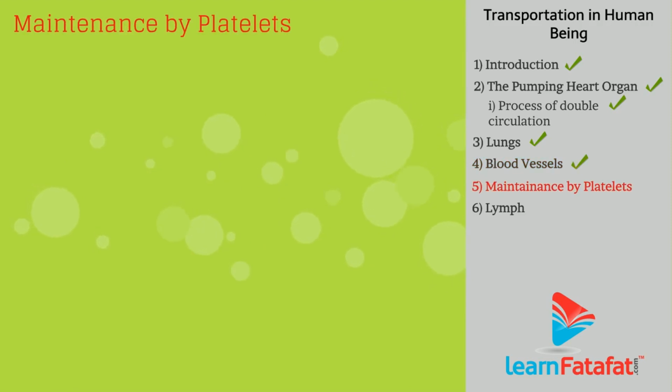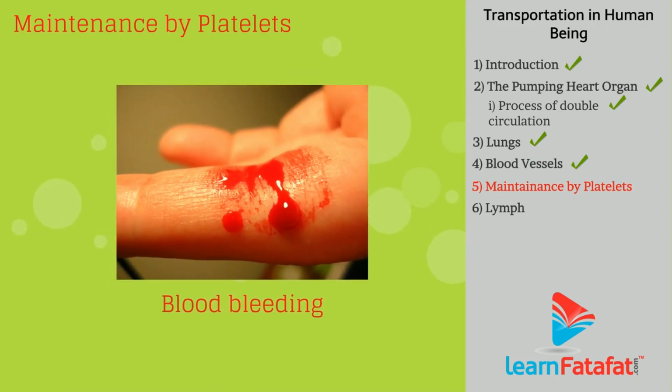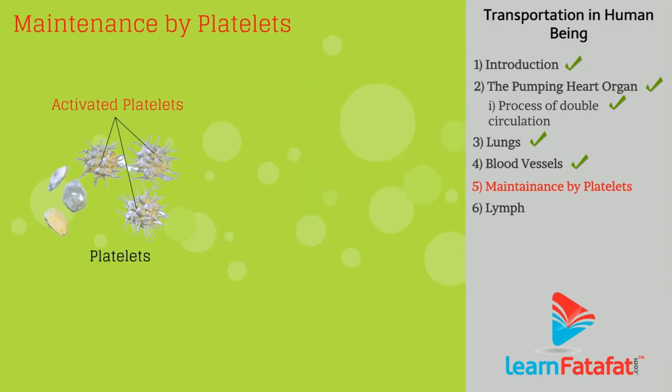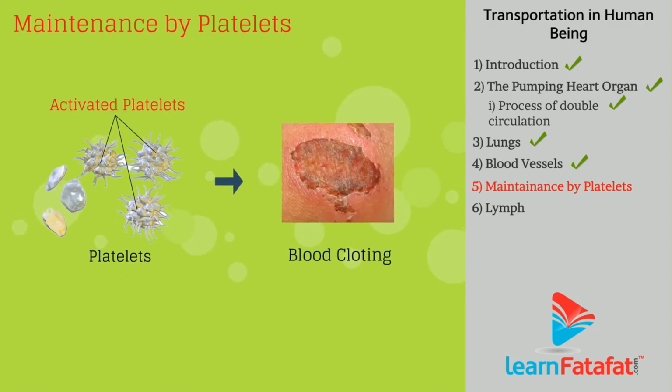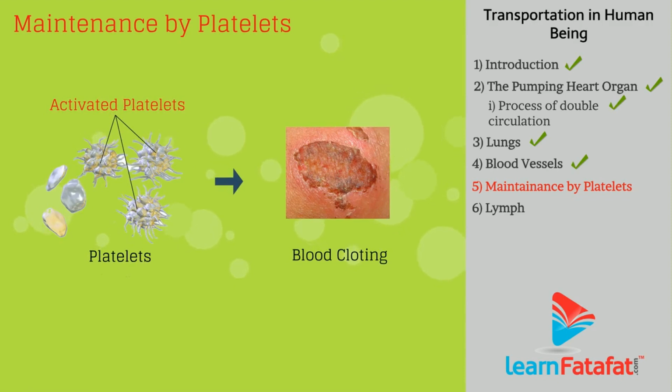Maintenance by platelets. In case of injury, blood vessels get damaged and start bleeding. If bleeding is not stopped, then it may lead to loss of blood from the body, and also blood pressure may reduce. To avoid this, blood contains platelet cells that stick to the damaged area and form a clot that helps to stop bleeding.